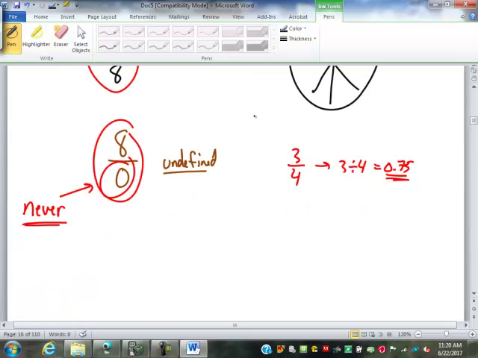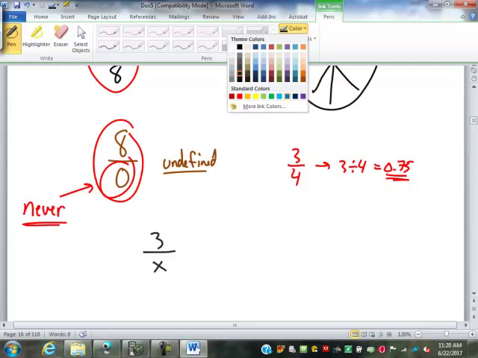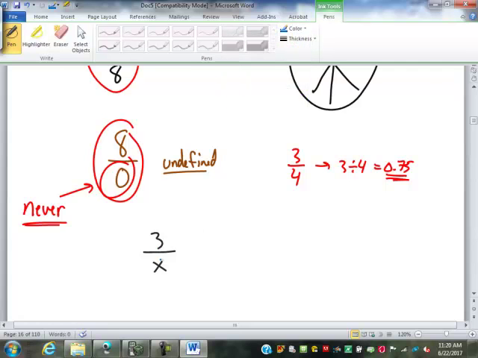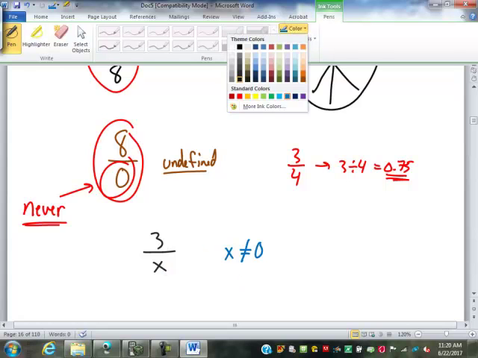I'm going to foreshadow a little bit. Not necessarily this course, we don't get into it a whole lot, but in other courses we might. 3/x as a fraction, we have to specify that x cannot equal 0. Because if x were 0, that would be 3/0. That would be a very bad thing.